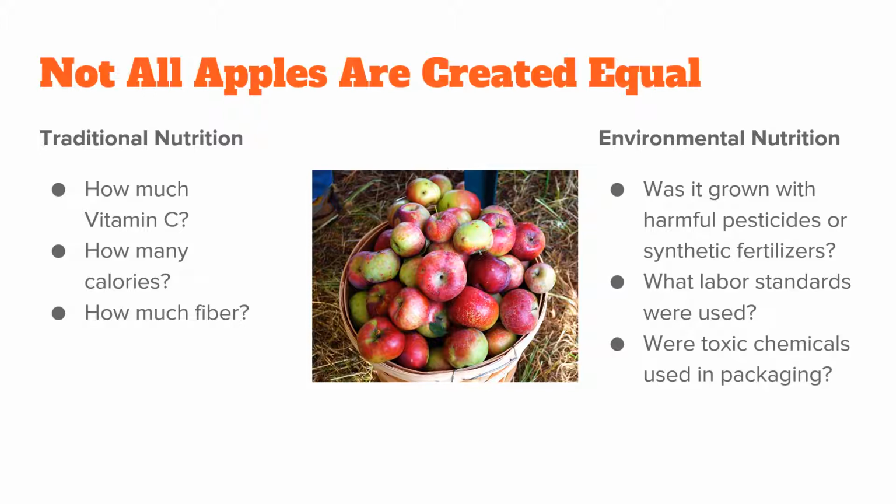Do we eat it at our job, at school? So environmental nutrition would ask some of these questions and then some. But rather than saying, okay, how much vitamin C is in an apple, we would say, how was that apple grown? Was it grown with pesticides and synthetic fertilizers that we know are having a negative impact on ecosystems?